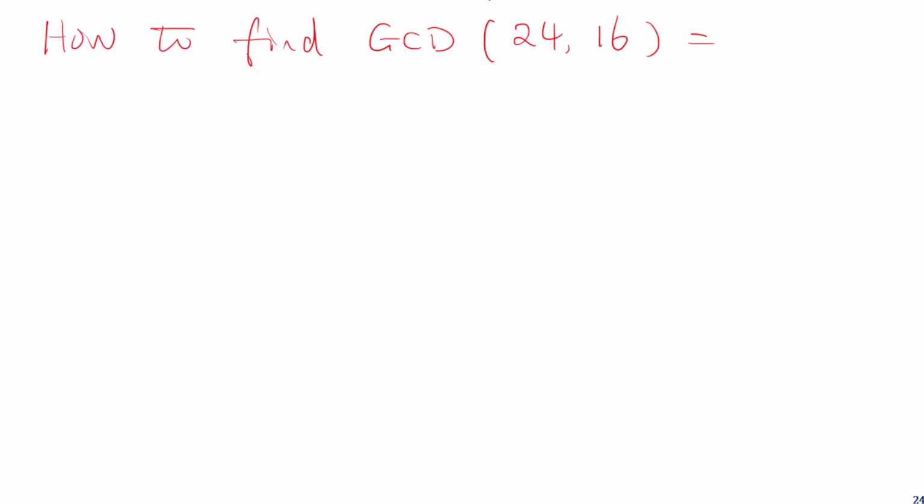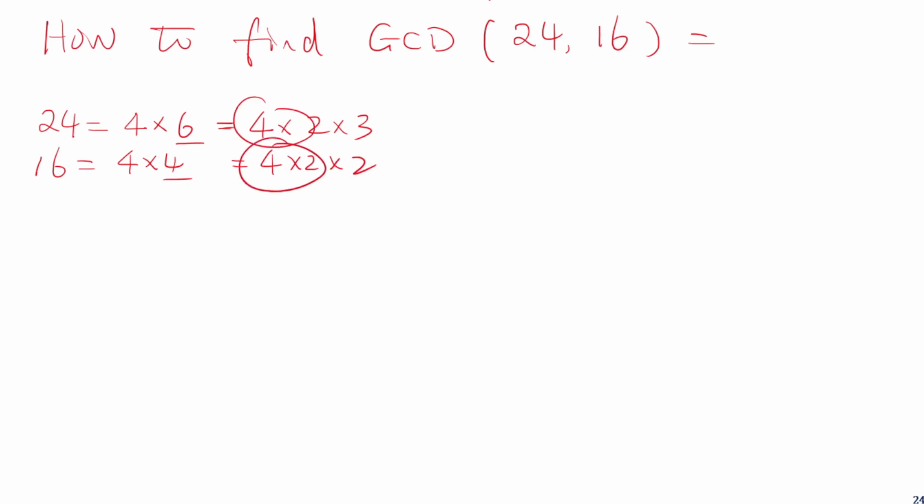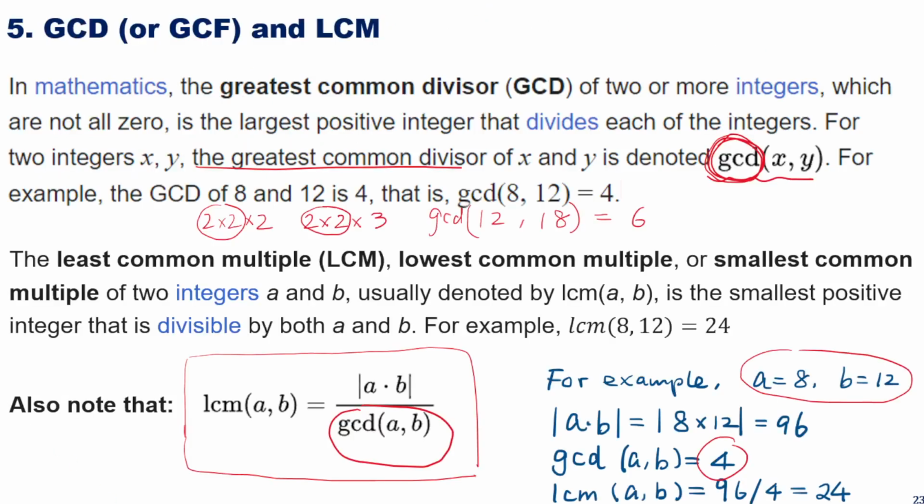Usually, when the numbers are not very large, we can factorize each number, right? So 24 equals 4 by 6, and 16 equals 4 by 4, right? So note that there are some same factors for 6 and 4. So 24 is 4 by 2 by 3, and 16 is 4 by 2 by 2. So the greatest common divisor should be 8, right? This is just the easiest case.